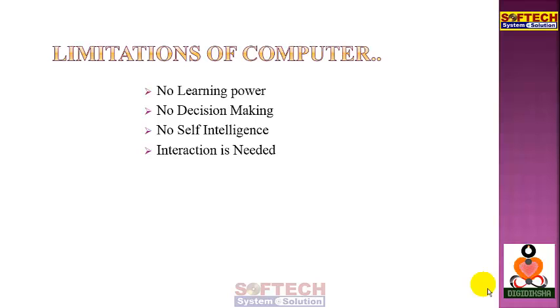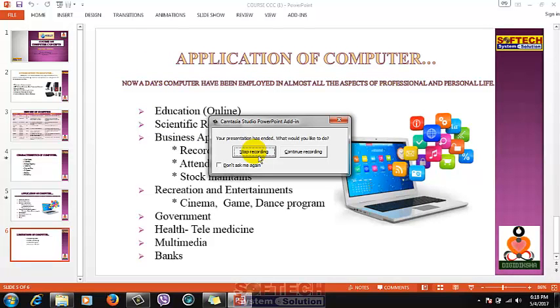Next, interaction is needed. Every time the computer needs an interaction. The user gives the input and collects the output regularly, so that the computer can get each and every input properly and deliver the output properly. So the computer needing interaction is very important. These are some of the limitations of the computer which are discussed here.